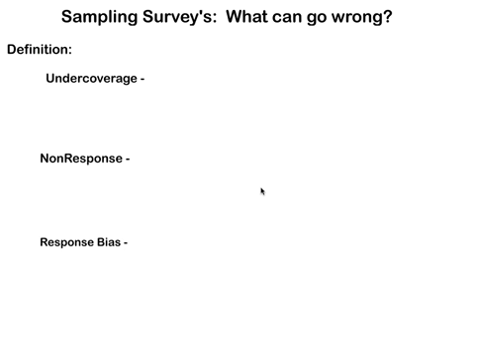Sampling surveys: what can go wrong? So there are 3 things that can definitely go wrong whenever you're doing a sampling survey. And when we talk about things going wrong, we just mean that you're not getting a full picture of your population. And so the first is undercoverage.